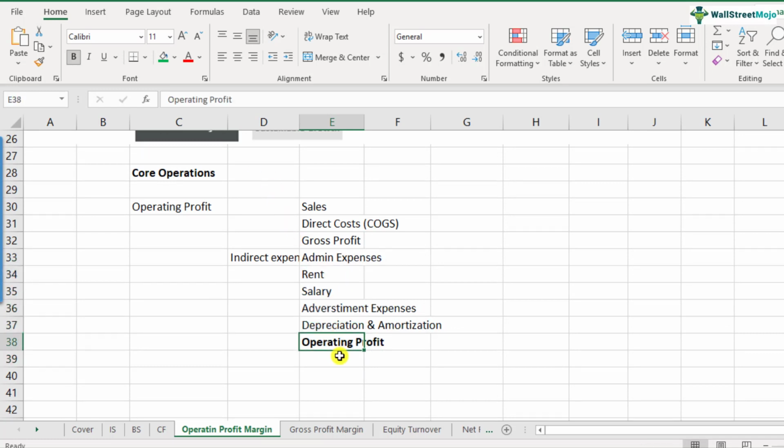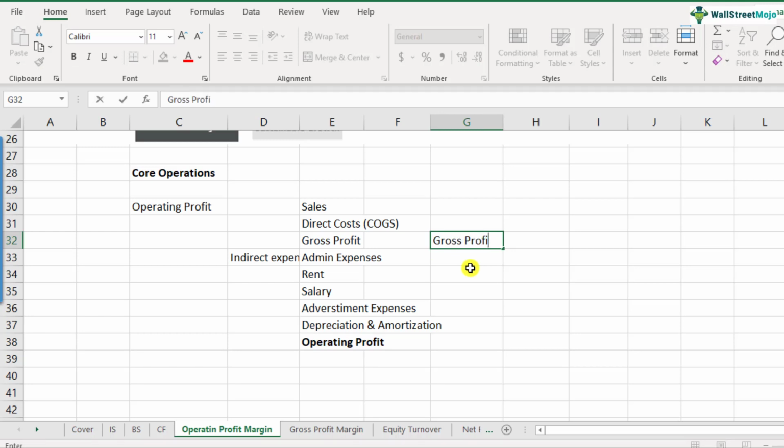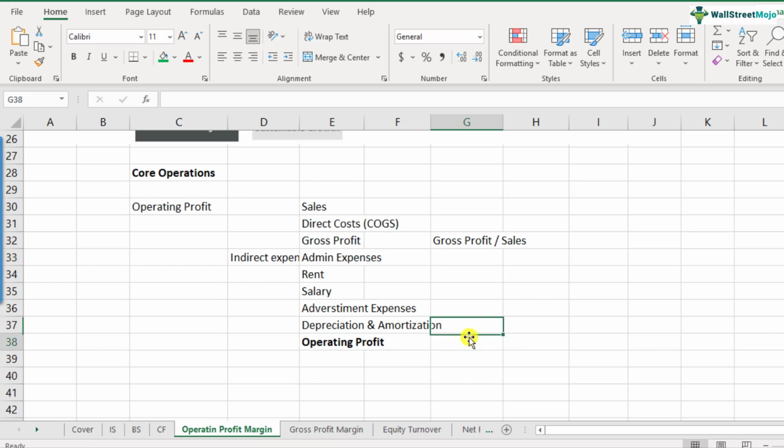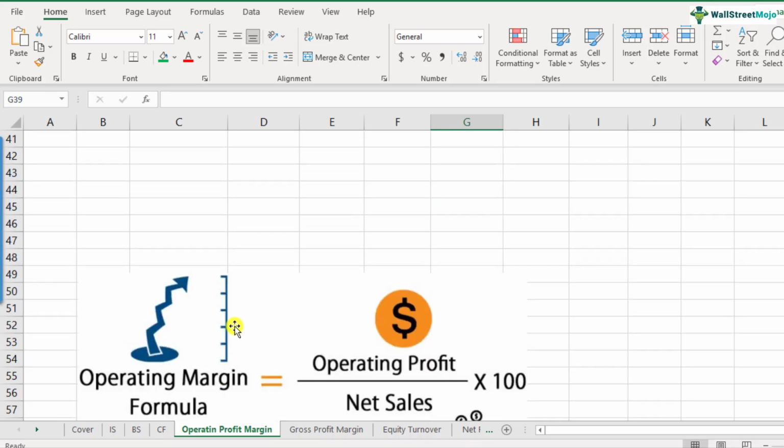I hope you understood what operating profit is. We generate operating profit by deducting direct costs as well as indirect costs from sales. The indirect costs include admin expense, rent, salary, advertisement expense, depreciation and amortization, and there could be many others too. Once we have the operating profit, finding operating profit margin shouldn't be difficult. How did we find the gross profit margin? Gross profit divided by sales. So how can we calculate the operating profit margin? It will be operating profit divided by sales. That's how the formula looks for the operating profit margin.